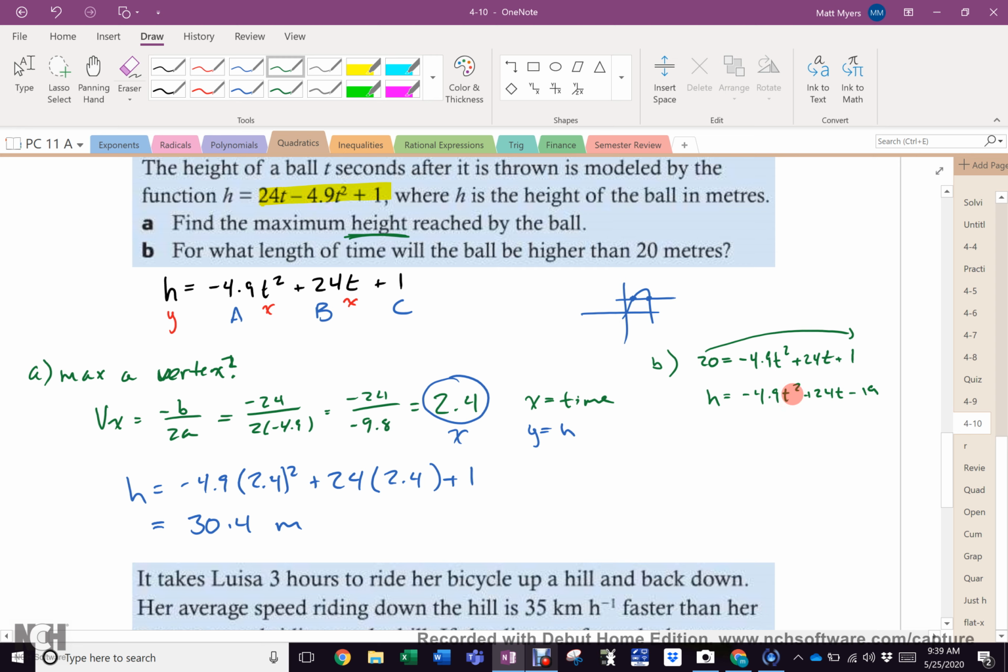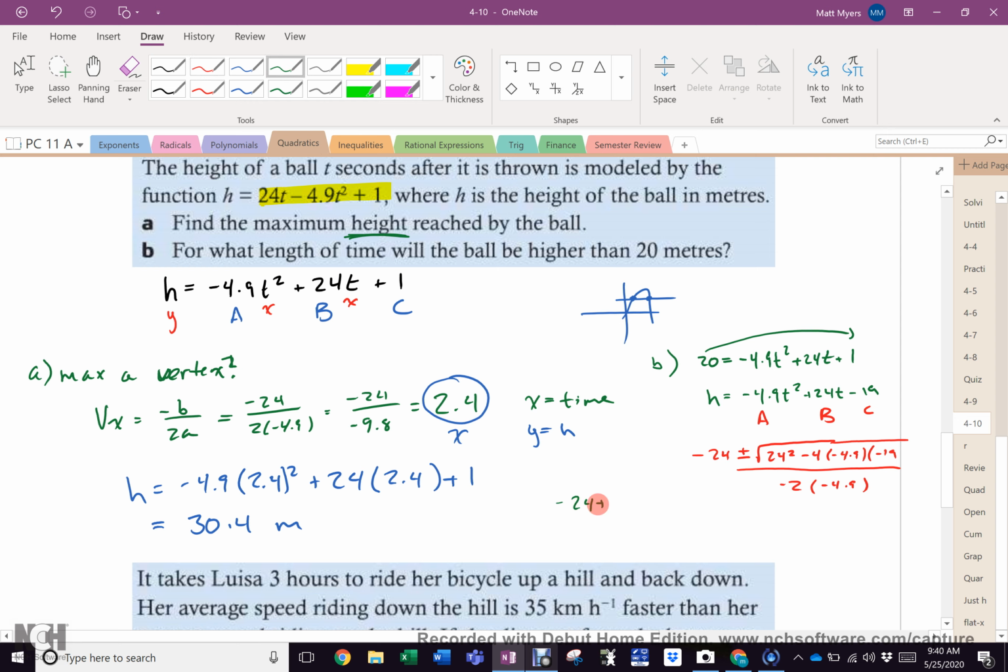So all I got to do is run this through the quadratic equation, A, B, C, which is negative b plus or minus the square root of b squared, 24 squared, minus 4 times a, negative 4.9, times c, negative 19, all that over 2 times negative 4.9. And when you run that through your calculator, remember, you do it with plus and you do it with minus.